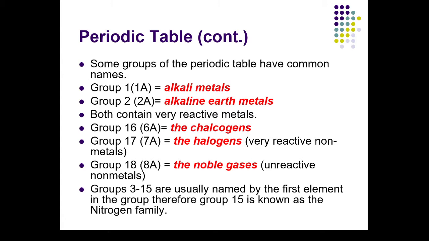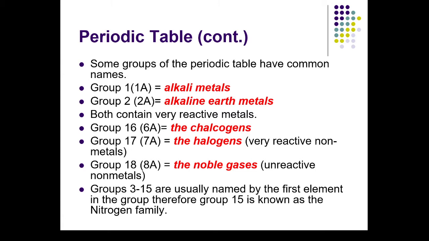Group 16 is known as the chalcogens, which means choking. Group 17 is known as the halogens, which are very reactive nonmetals. And group 18 is known as the noble gases, and they don't react. The key here is that groups 1 through 17 kind of want to be like the noble gases if they can.